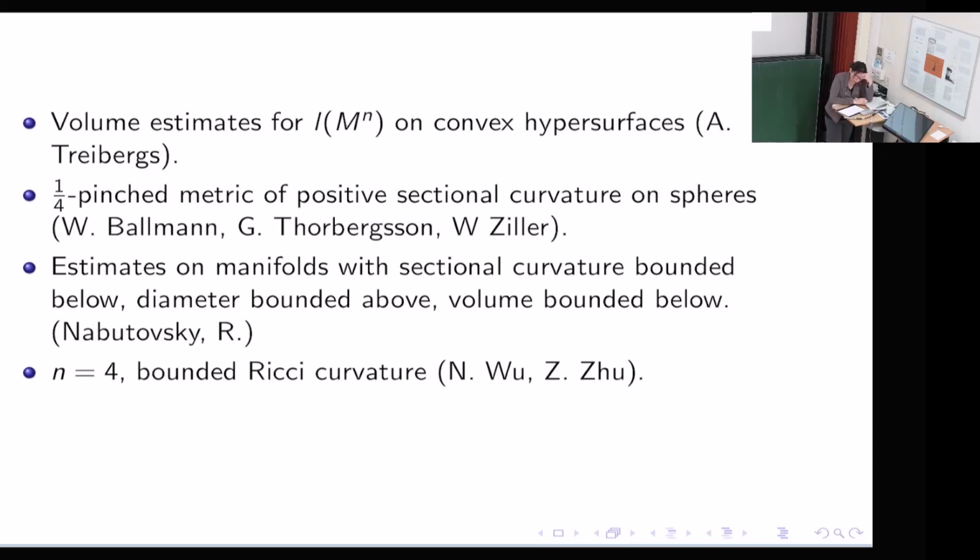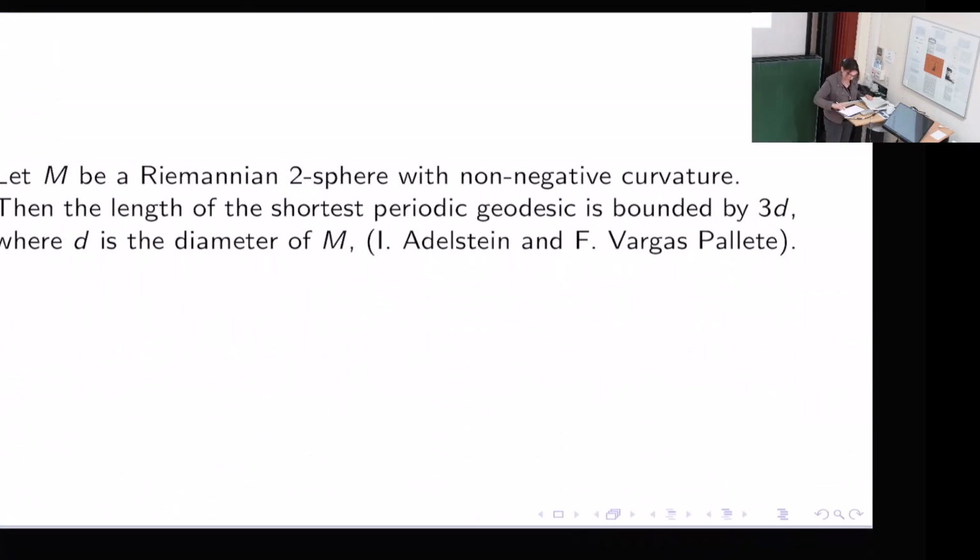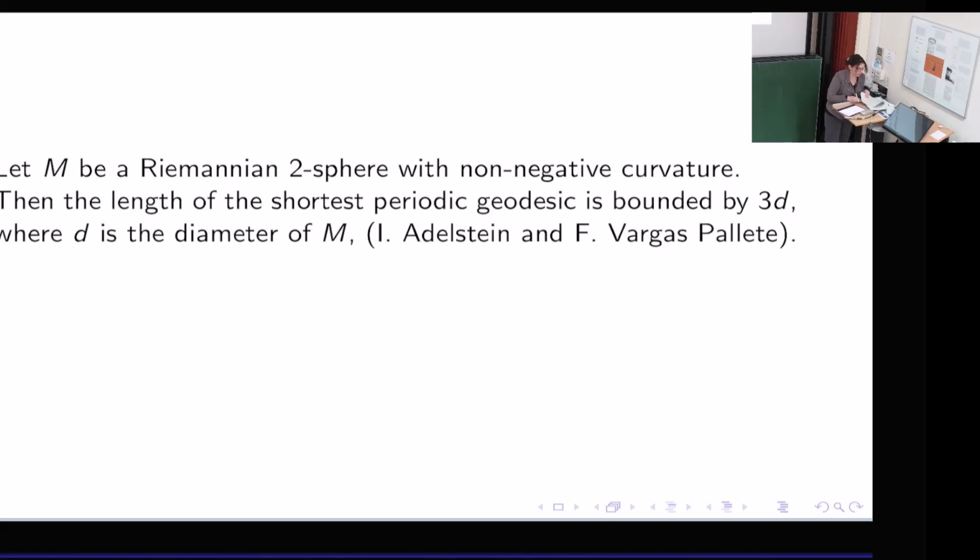There is a result of Nabutovsky, Wu, and Zhou for bounded Ricci curvature, but only in dimension 4. Now, here's a recent result that I've mentioned in passing, that if you have a convex Riemannian 2-sphere, then the length of a shortest periodic geodesic is bounded by 3 times the diameter. So this is kind of interesting because, well, we don't know what the sharp bound on a 2-sphere should be. So it's interesting that at least with positive curvature, we can do better than 4D.